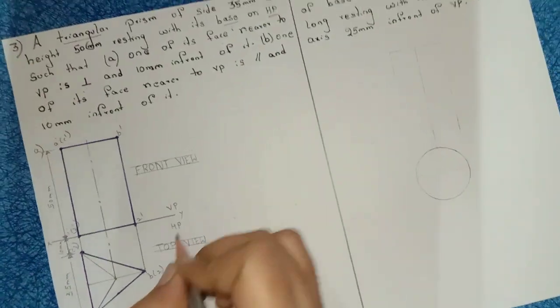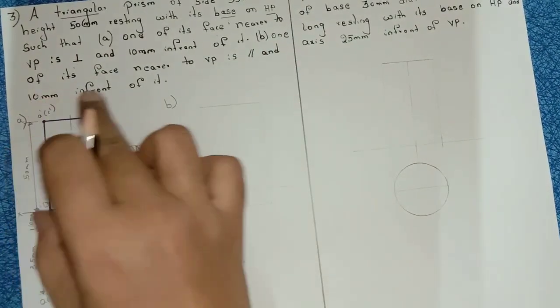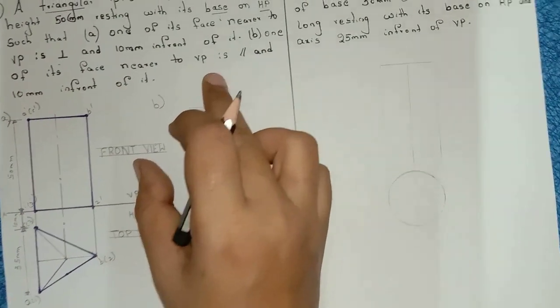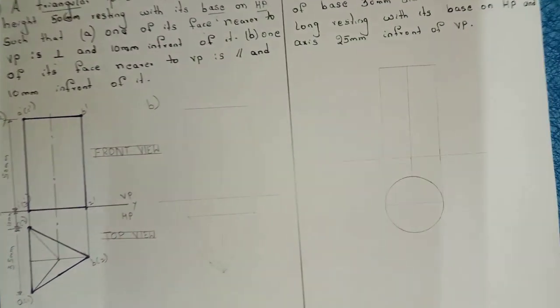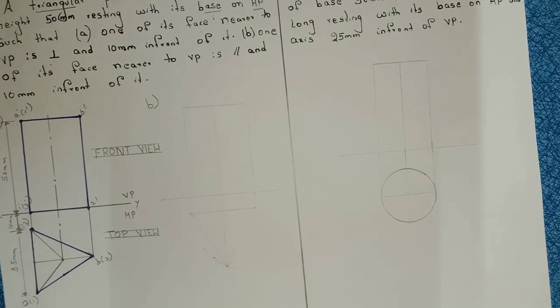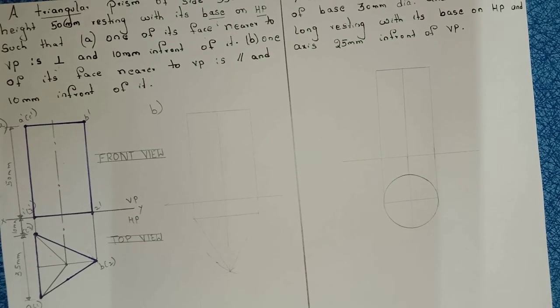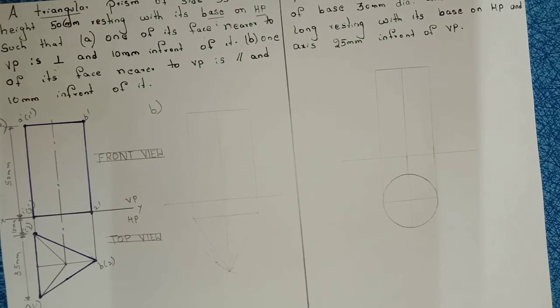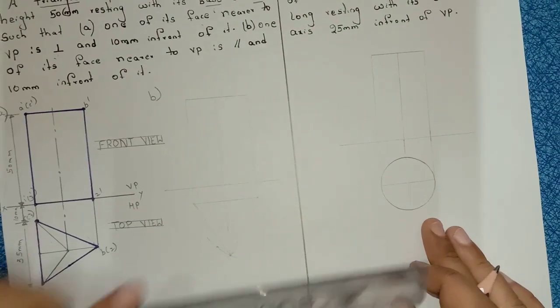So let us see B bit. What is the question? One of its faces nearer to VP is parallel and 10 mm in front of it. One of the faces of the triangle should be parallel to VP. It should be nearer to VP, and we should leave a 10 mm gap in front of VP. So how to construct this one?